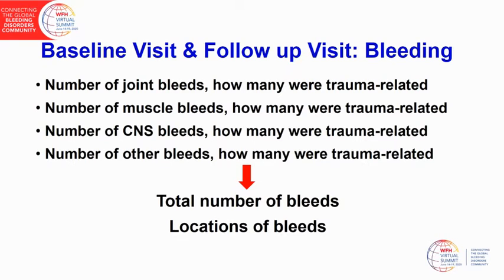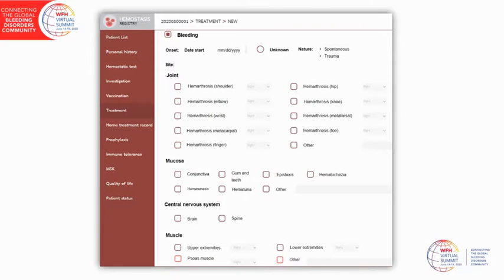You can capture the number of joint bleeds, muscle bleeds, central nervous system bleeds, and other bleeds. How many are trauma-related? The summation will be the total number of bleeds and location of bleed. This slide shows you the Thai registry of bleeding manifestation at joint, central nervous system, and muscle. What is the cause? Spontaneous or trauma-related?